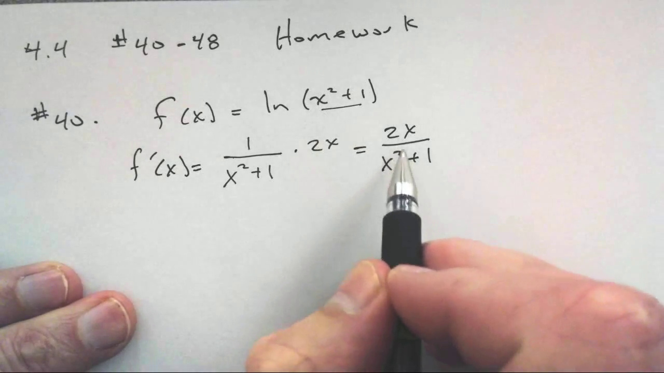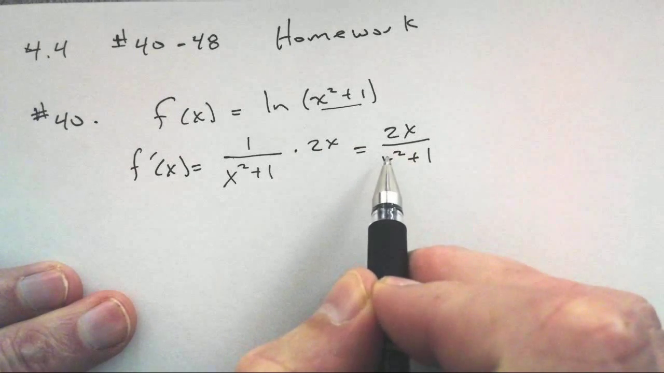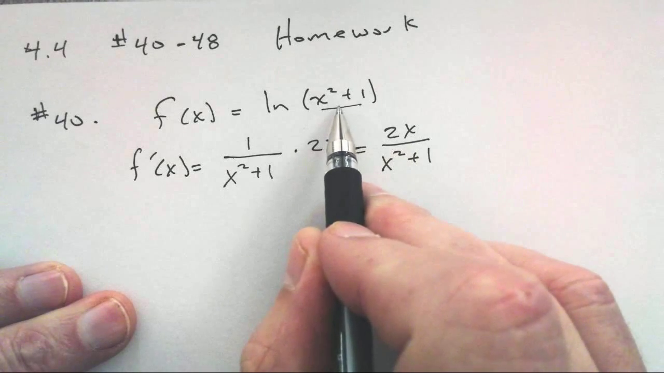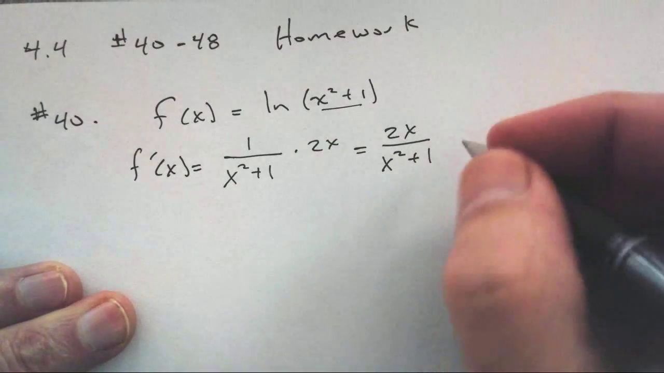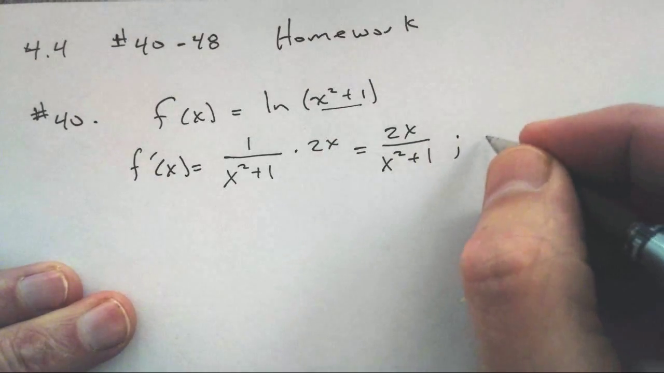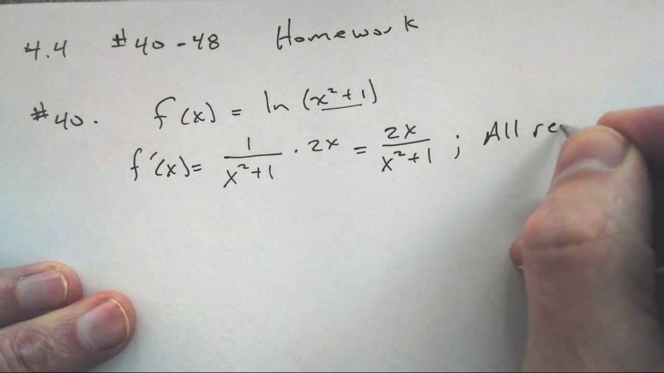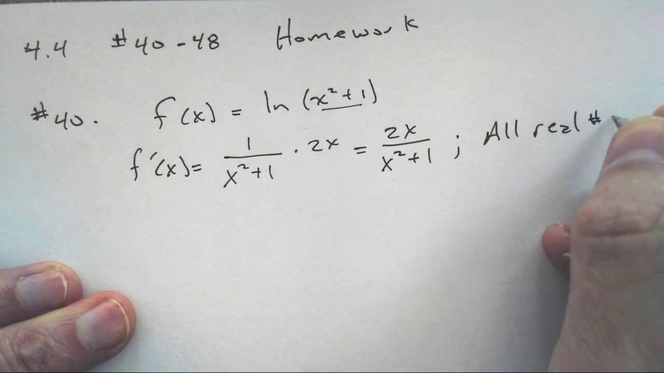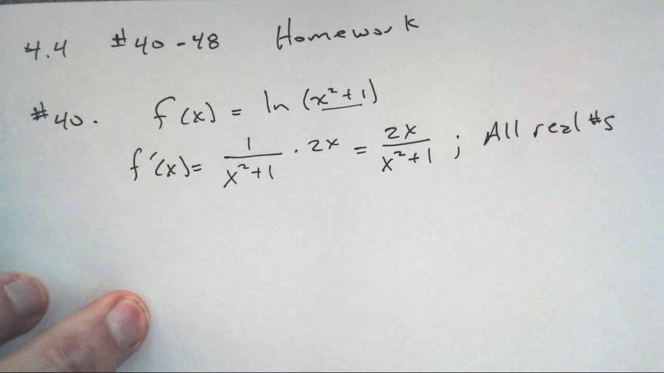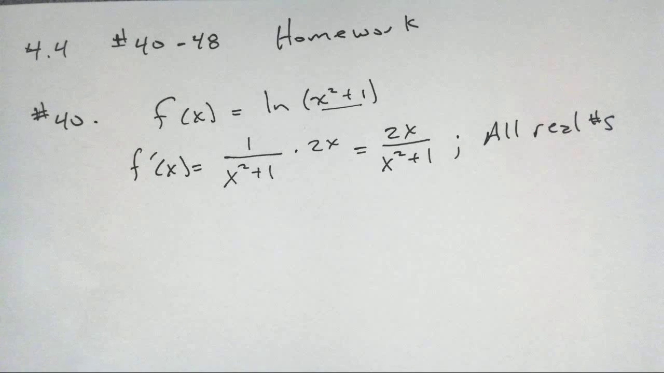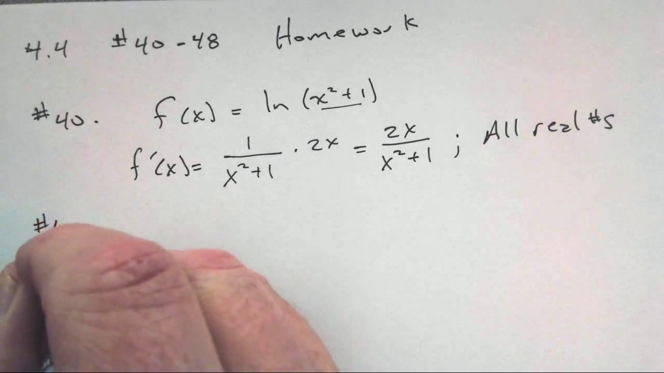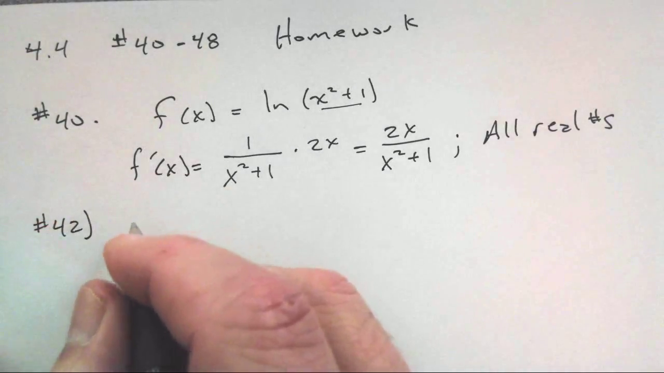So 2x on x squared plus 1 is my slope formula. The only question is, did that present any problems with x? No, it did not. So I expect that we have all real numbers for our domain, as opposed to problem number 38, where we had some restrictions. We'll probably see some restrictions momentarily. Okay, let's look at number 42.